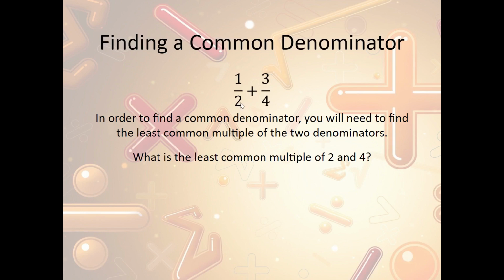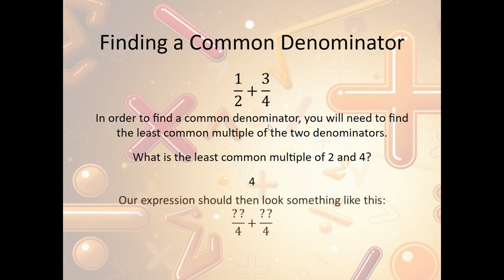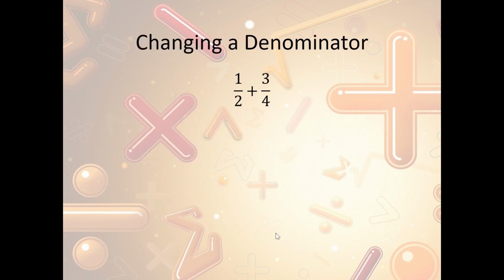Now, the question we should always ask ourselves first is, if we look at the smaller number, is there anything I can multiply it by to get the bigger number? Which in this case, I can multiply it by 2 and I'll get 4. So 4 would be my least common multiple. If not, then I'll have to multiply both sides by the other denominator. So our expression then should look something like this. Something over 4 plus something over 4.